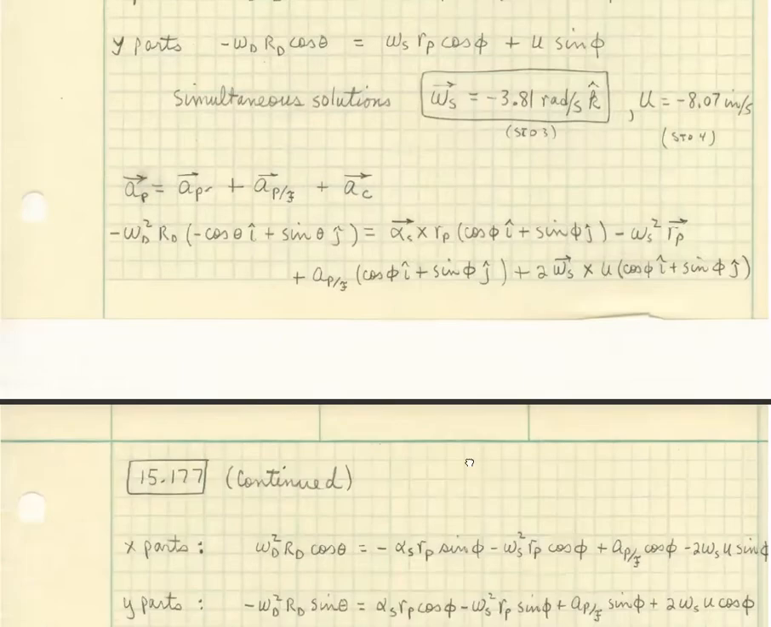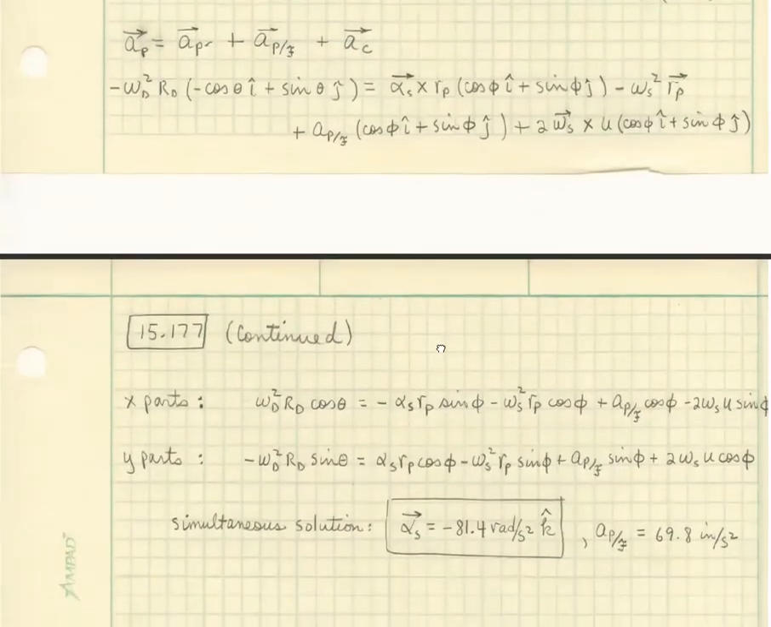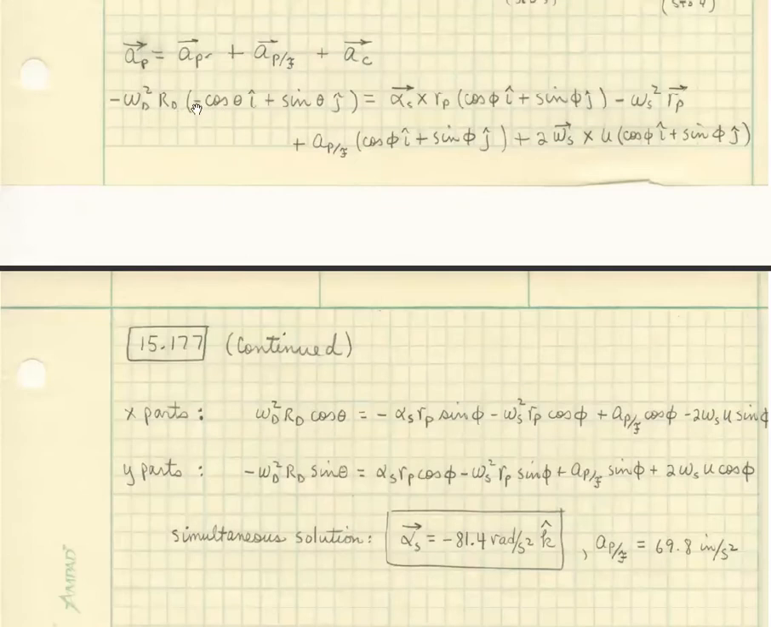And what you do out of this then is get the x parts collected together. So the x parts over here are going to involve plus omega D squared R D cosine theta. The x parts here are going to involve the k crossed into j term, so you'll get this. This would be omega S squared times cosine phi, there it is right there, times the R sub P. This would be A sub P slash F cosine phi. And this right here would be k crossed into j, so we get a negative, and there'll be a minus 2 omega S U sine phi. You do the same for the y parts for this equation right here, and you get these terms right here.